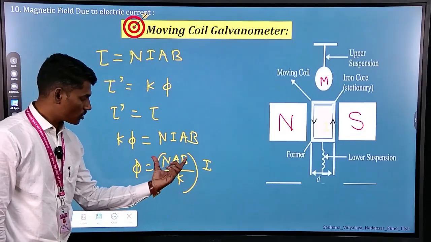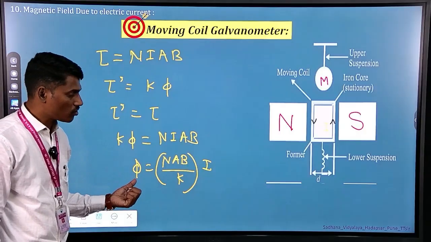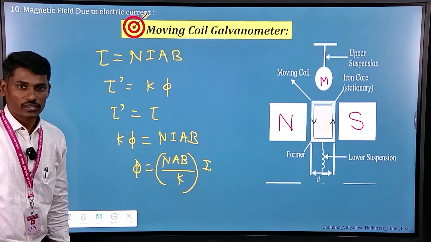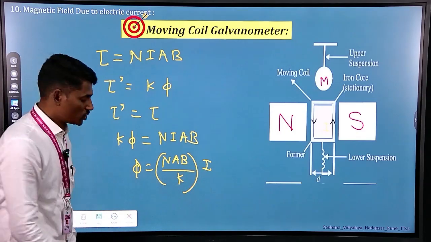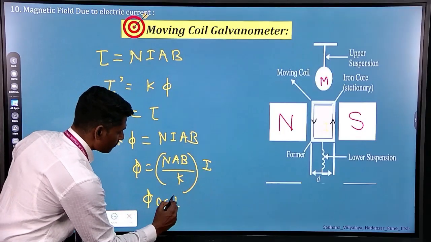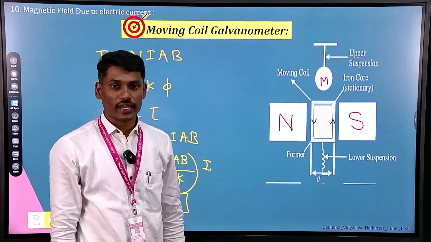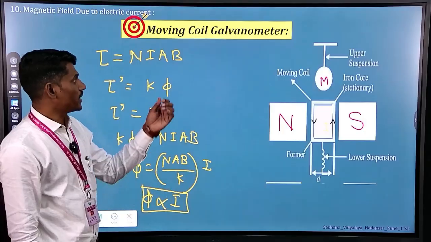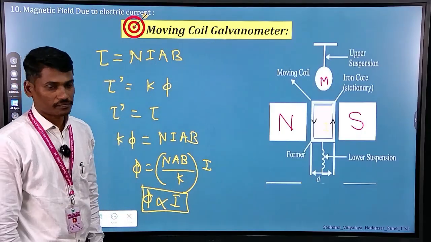But therefore the total bracket is constant. That means here the deflection of the coil is directly proportional to the current flowing through the coil. That means by using this condition, phi is proportional to I. By using this condition, we design the voltmeter and ammeter, right. The voltmeter and ammeter are designed on the principle of the moving coil galvanometer.